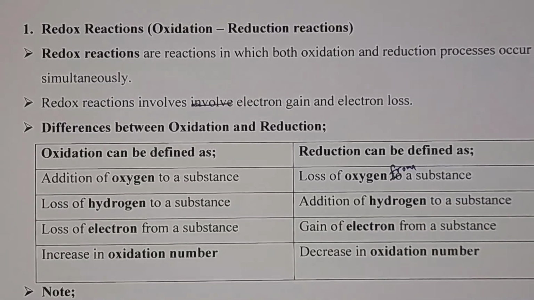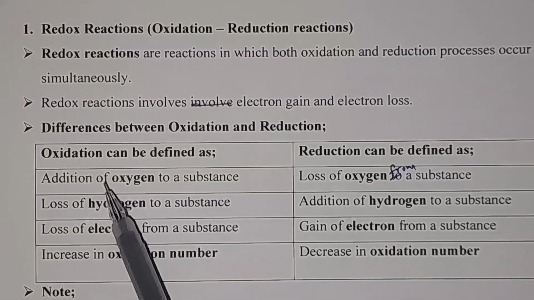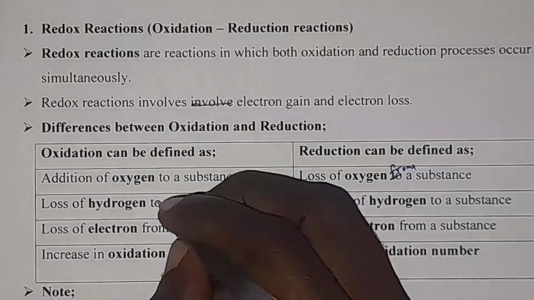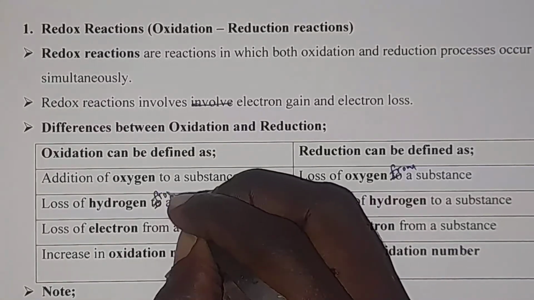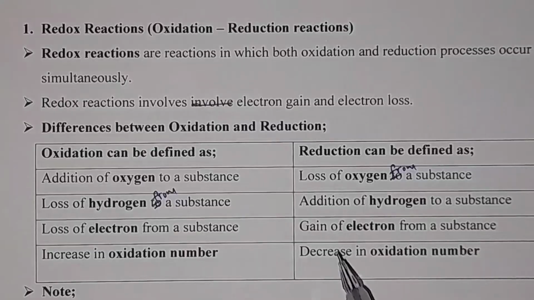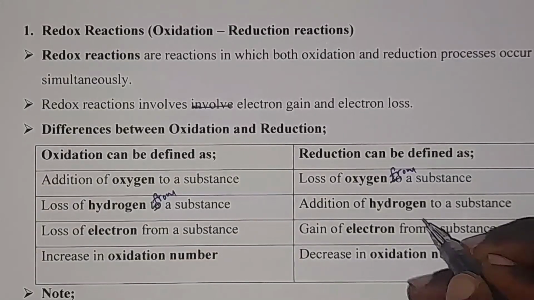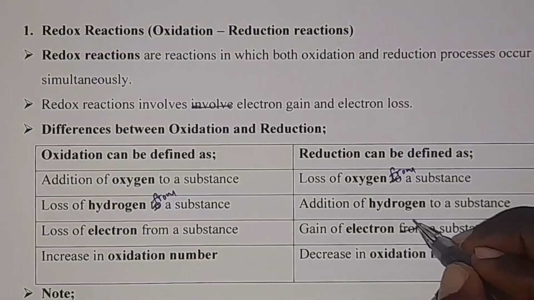Number two, oxidation can be defined as loss of hydrogen from a substance. Then reduction will be addition of hydrogen to a substance. Again, we can define oxidation as loss of electrons from a substance, then reduction can be defined as gain of electrons to a substance.